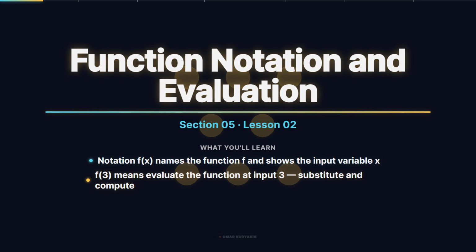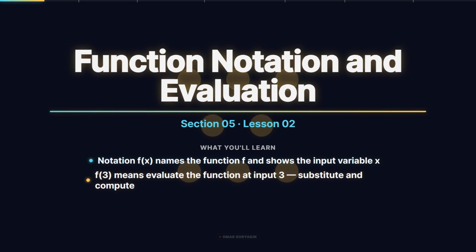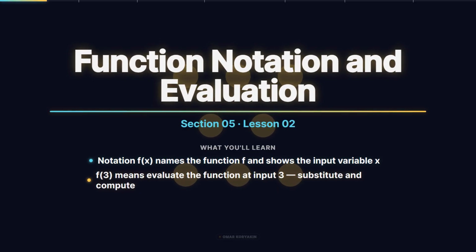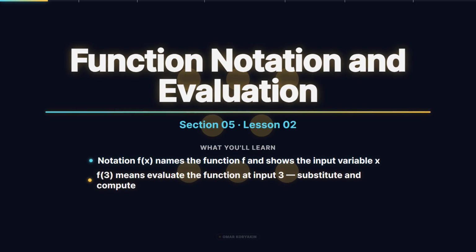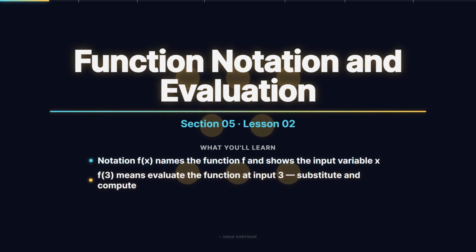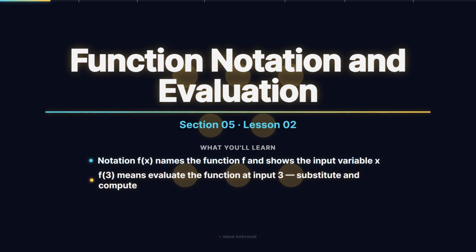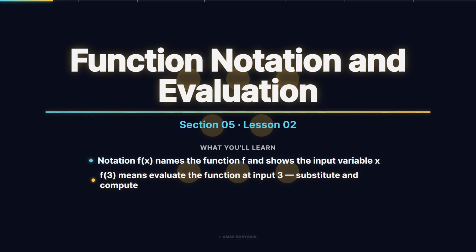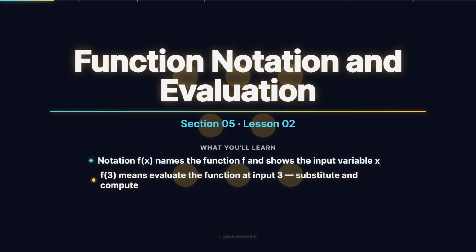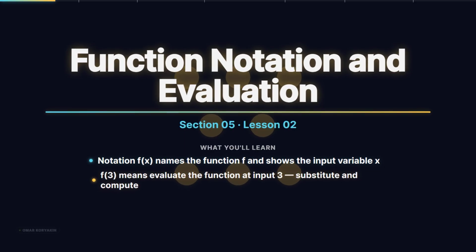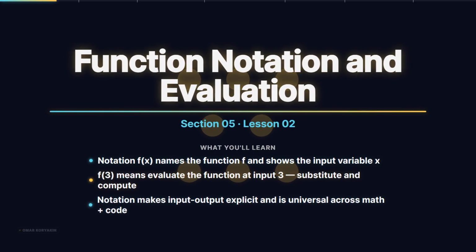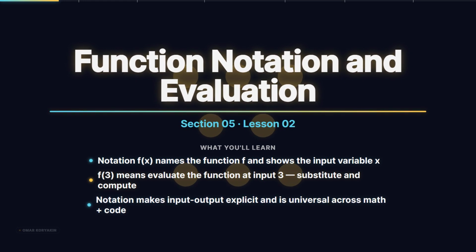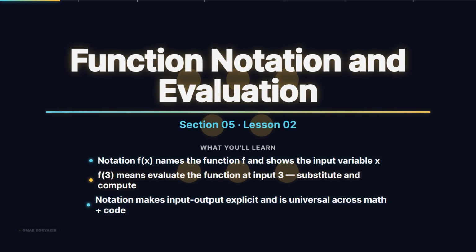Second idea. To evaluate a function at a specific input value, replace every appearance of the input variable in the expression with the specific value wrapped in parentheses, and then compute using PEMDAS. The procedure is identical to the evaluation we covered in Section 2, Lesson 4, with the only structural change being the function notation wrapper. f of 3 with the rule f of x equals 2x plus 5 becomes 2 times 3 plus 5, which equals 11. So f of 3 equals 11. The notation also doubles as a label for the resulting numerical value, often used in further calculations.